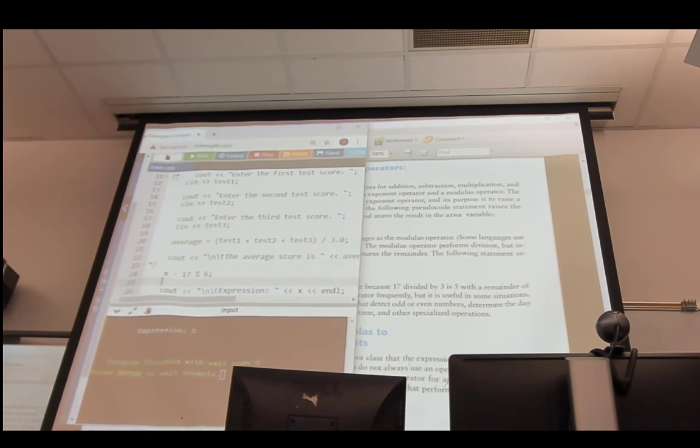Slash asterisk started. And then asterisk slash ends it. Yes, and anything in between is not going to be executed. That comments things out.